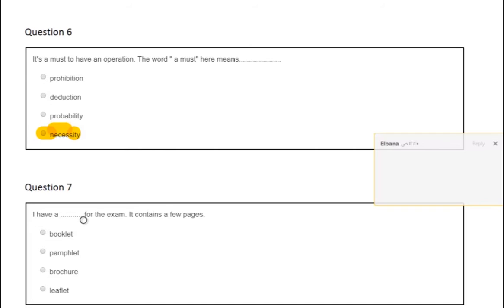I have a blank for the exam, it contains a few pages. If it contains a few pages and it is for the exam, what do you use? At your school, we use booklet.